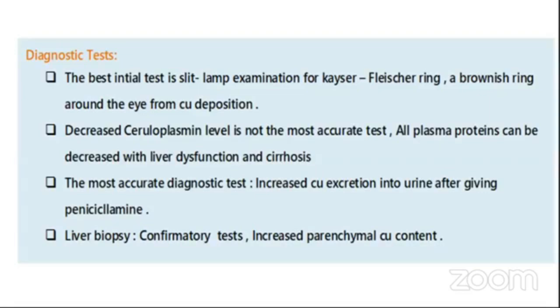The best initial test for neuropsychiatric Wilson disease is KF ring by slit lamp examination. We can go for serum ceruloplasmin, which is usually low. The most accurate diagnosis is the 24 hours urinary copper level. Sometimes liver biopsy may be needed for confirmation, where there is increased parenchymal copper content in the liver biopsy.